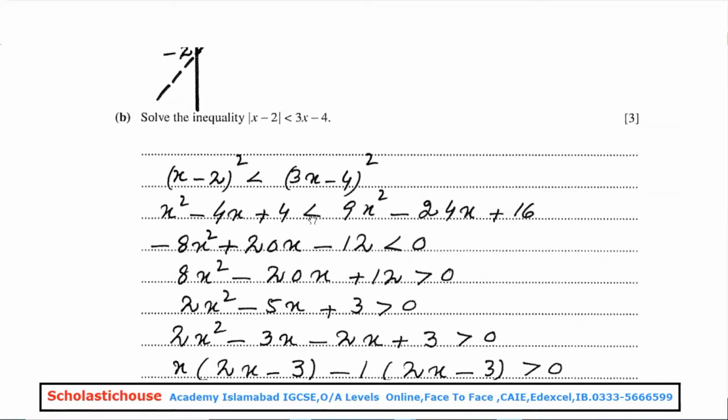expanding the identities, we have this inequality: minus 8x squared plus 20x minus 12 is less than 0. Because we are multiplying both sides by a negative sign, the inequality order changes to greater than 0 due to multiplication by a negative. So after taking 4 as a common factor, the simplest form of this quadratic is 2x squared minus 5x plus 3 is greater than 0.